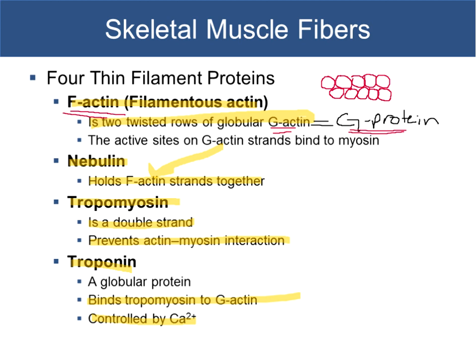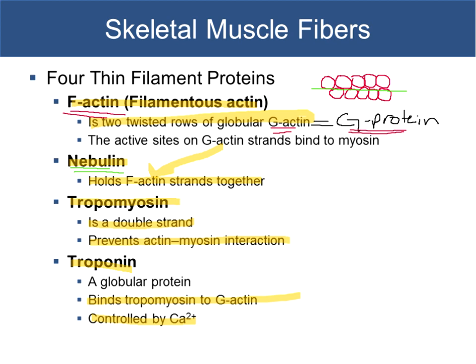Then we have nebulin, and let's make nebulin green color here. Nebulin is going to hold the G-actin / F-actin / G proteins together. So right here on the butts of our G proteins would be our nebulin strand. So nebulin gets to be green.